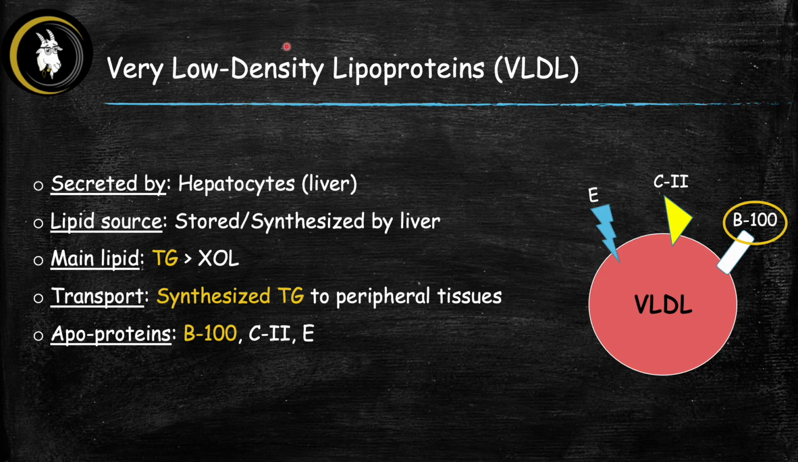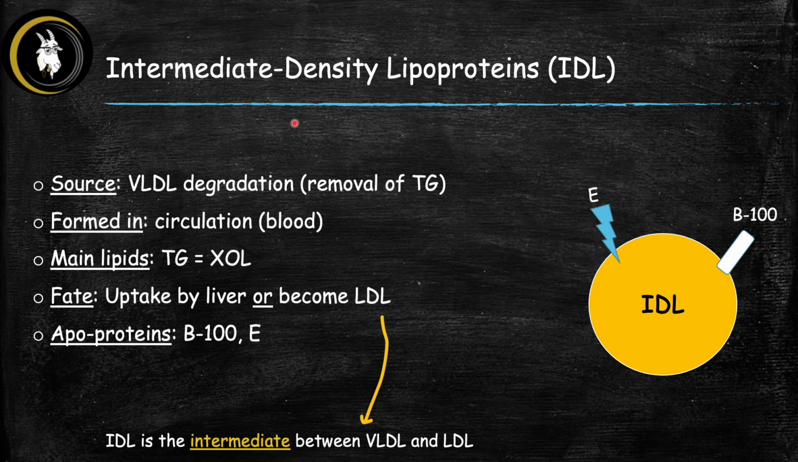And so the final point is that VLDL also has 3 apoproteins on its surface. So it has C2 and E, just like we saw with chylomicrons, but instead of B48, it has the longer version, which is a different apoprotein called B100. All right, so next is intermediate density lipoproteins, or IDL.